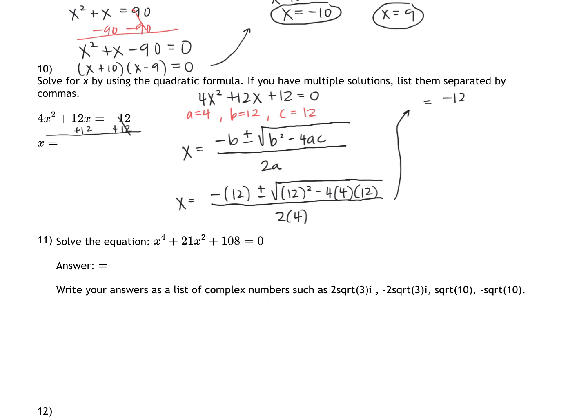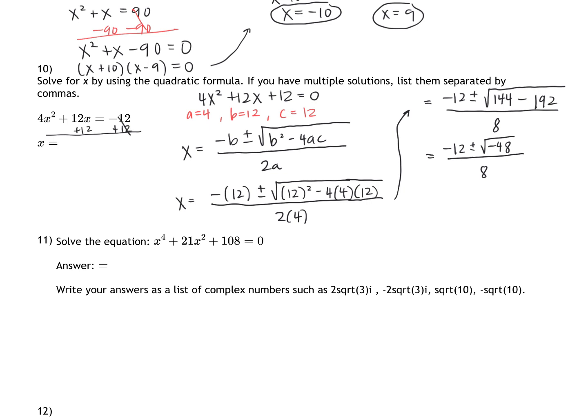So we'll have negative 12 plus or minus the square root. 12 squared is 144. Minus, because there's only one negative, 4 times 12 is 192, all over 8. 144 minus 192 is negative 48. So I'll have negative 12 plus or minus the square root of negative 48, all over 8.